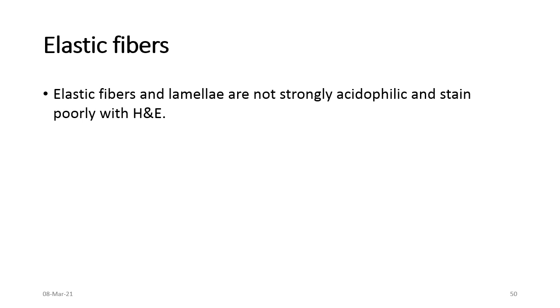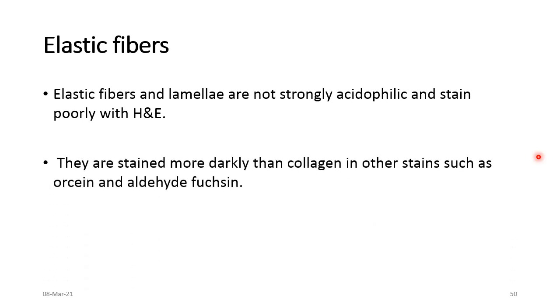They stain poorly with H and E. يعني ما بتكون واضحة شديد, ما بتكون واضحة في ال H and E sections الإلاستيك فايبرز. اللي بتكون لنا واضحة دي يعني كولاجين بس. طيب نعمل لها شنو؟ قال they are stained more darkly than collagen in other stains. نستخدم stains تانية عشان نظهرها اللي هي الأورسين and aldehyde fuchsin.